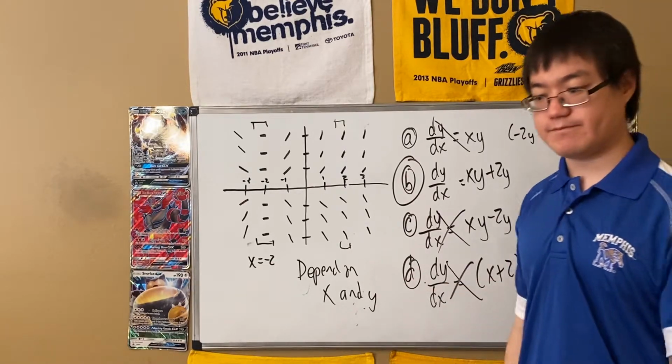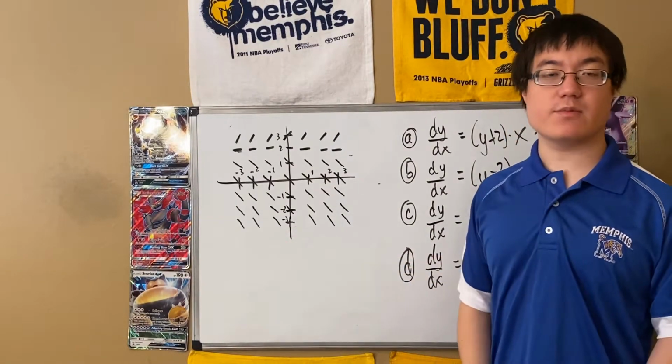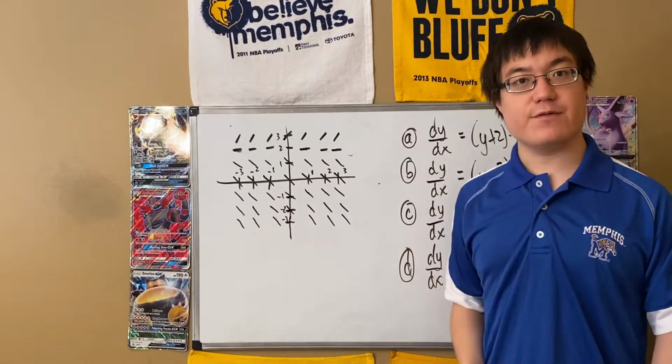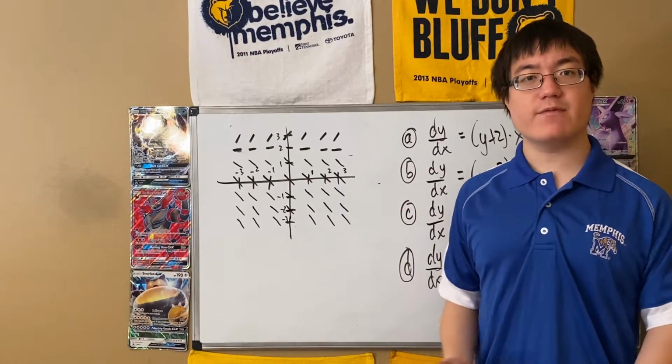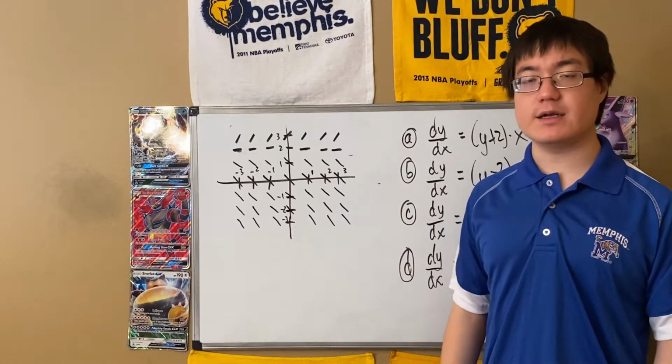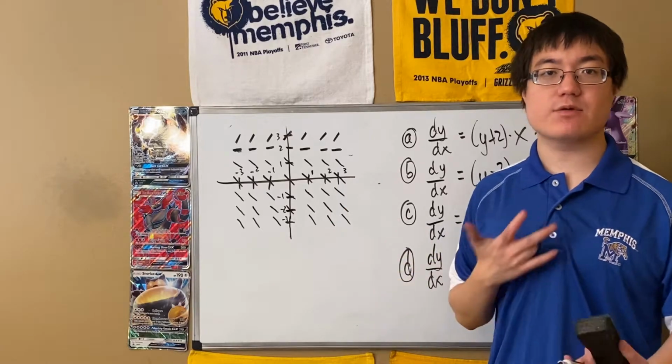So let's try again. This is going to be our second multiple choice question with the slope field that is given. And again, we're going to use the same two strategies: find where slopes are equal to 0, and also find if this depends on x, y, or both.